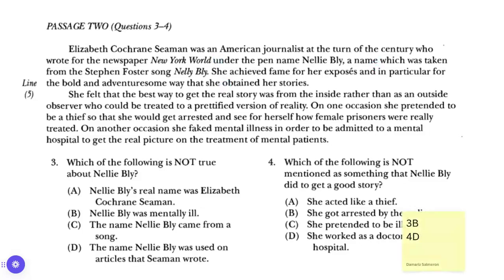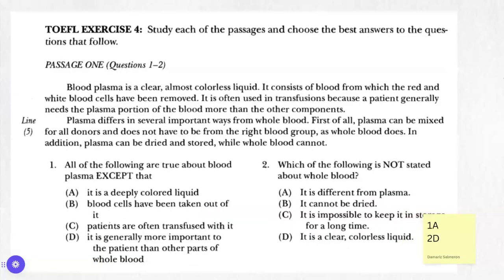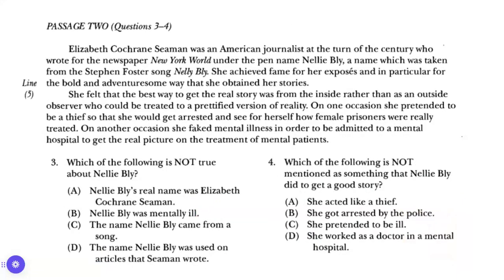Let's check. The correct answer is Nellie Bly was mentally ill. It is not mentioned that Nellie Bly was ill. Yes, we have here something similar, but it says she faked mental illness. That right away tells me that this is wrong, that this is not true. And for D, she worked as a doctor in a mental hospital.